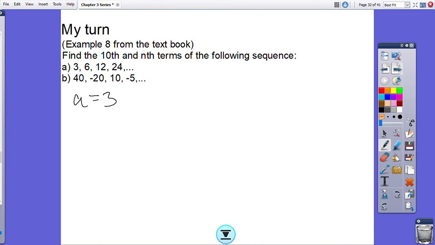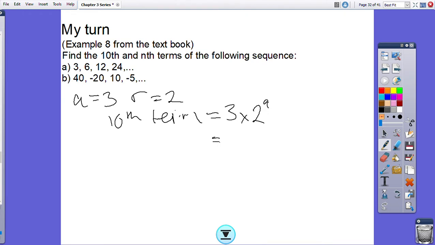So we've got a equals 3, r equals 2. So the 10th term is 3 times 2 to the 10 minus 1, which is going to be 2 to the 9. Plunking that into my calculator, I get 1536. Have a look at the nth term.